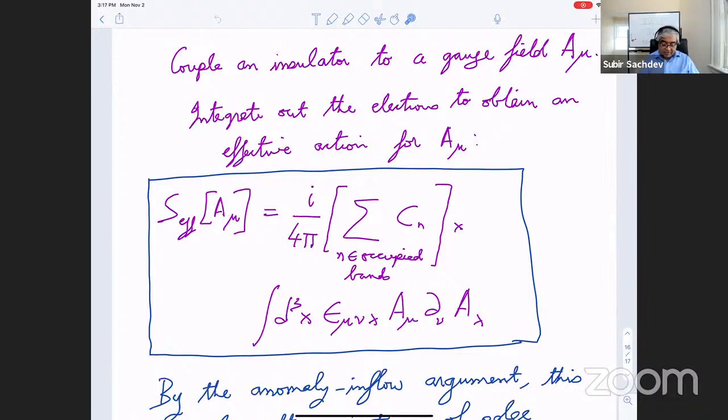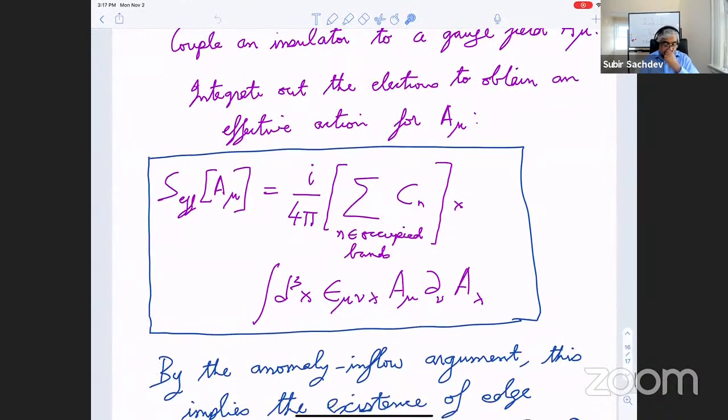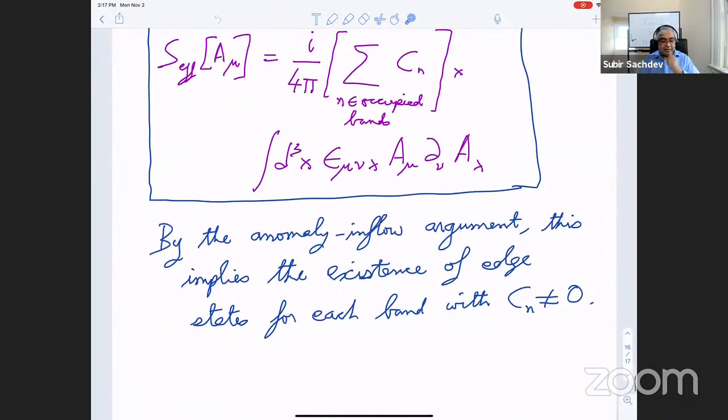And also this shows then, when we had the anomaly inflow argument relating the Chern-Simons term to the edge states of the Landau levels, that argument can be applied here with no changes, essentially. So this means that actually edge states would also be present at the boundary of any band that has a non-zero Chern number. And the total number of edge states must equal the sum of the Chern numbers of the occupied bands. Okay, so that's an important prediction.